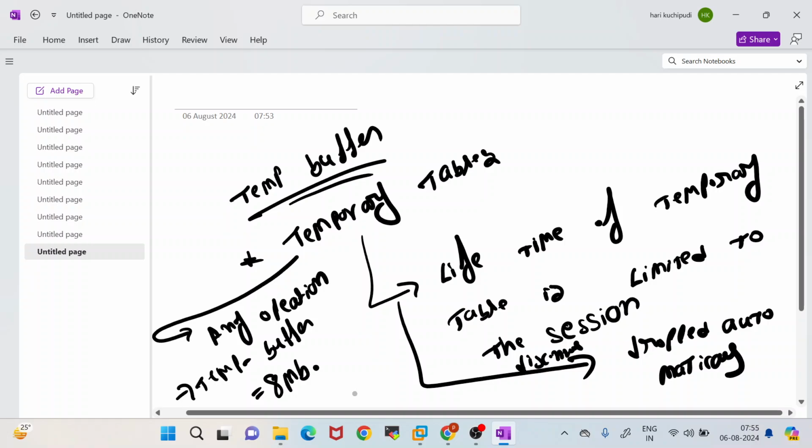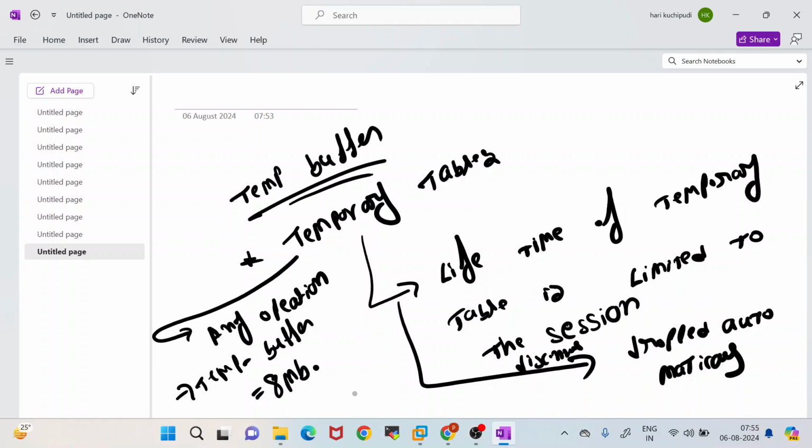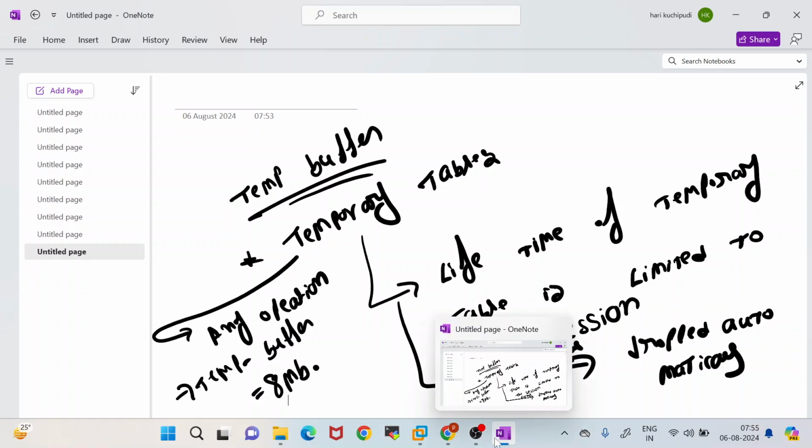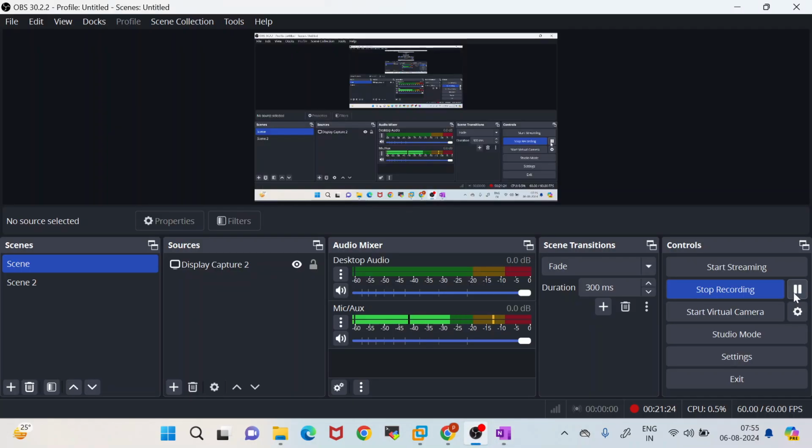If you want to perform any operations on these temporary tables, temp buffers will be used. The default value for the temp buffers is 8 MB, and if you want to increase it, you can do so by using the temp_buffers parameter. How can we increase it? How can we see the value? All those things we will be discussing in the concept of parameter file management.